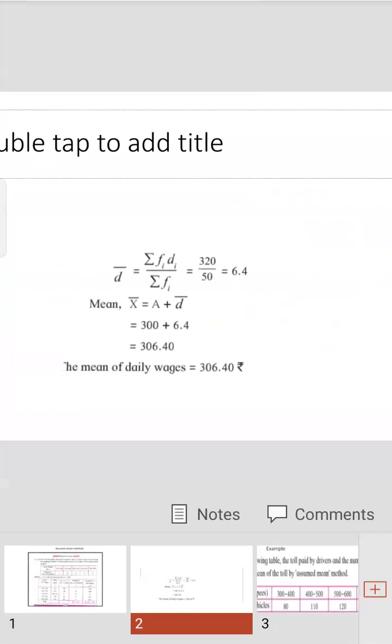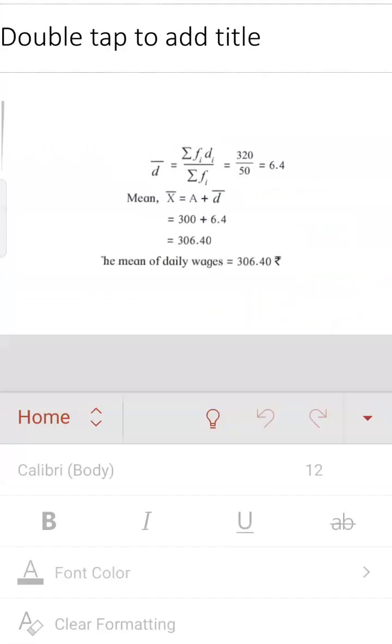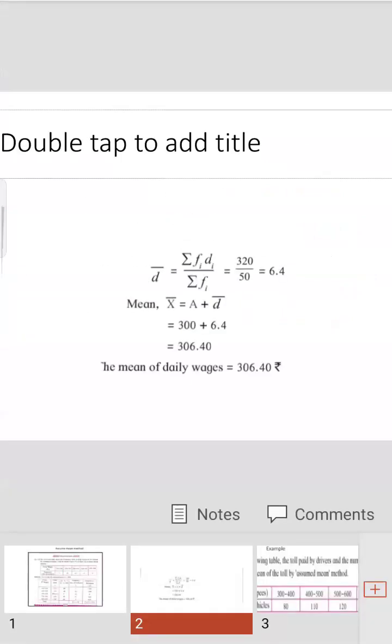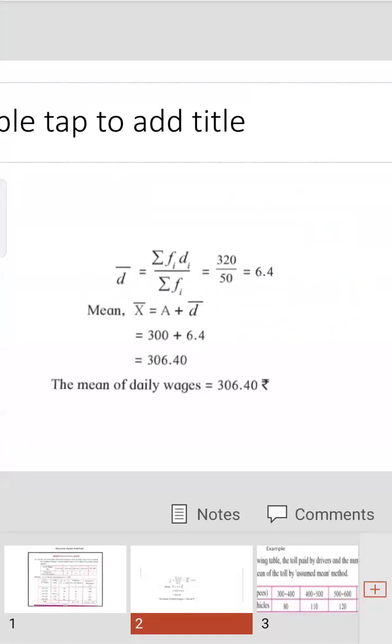To find out d bar, d bar equals summation of Fi di upon summation of Fi, that is 320 divided by 50, therefore 6.4. Then find out the mean by the assumed mean method. x bar equals a plus d bar. A is 300 and d bar is 6.4, therefore 306.40. That is the mean of daily wages by the assumed mean method, 306.40.